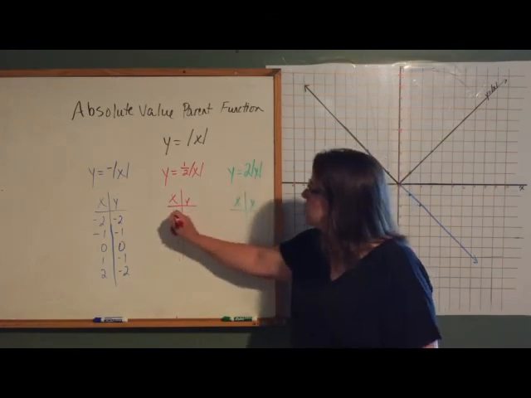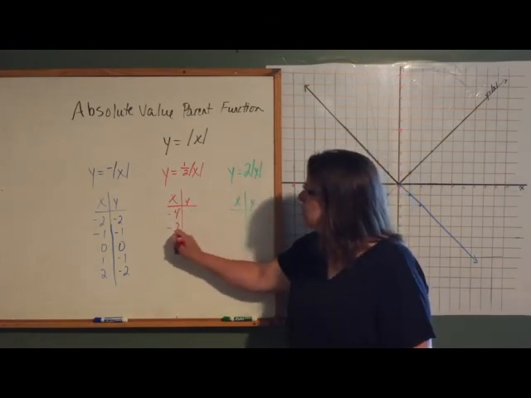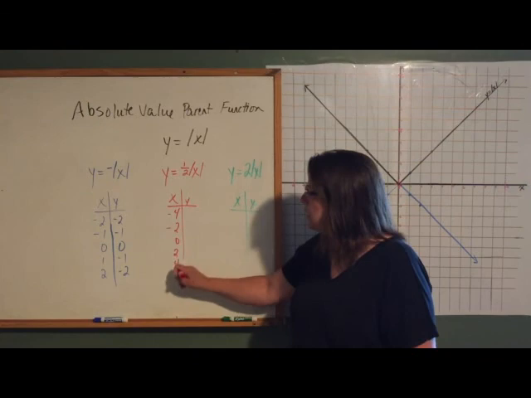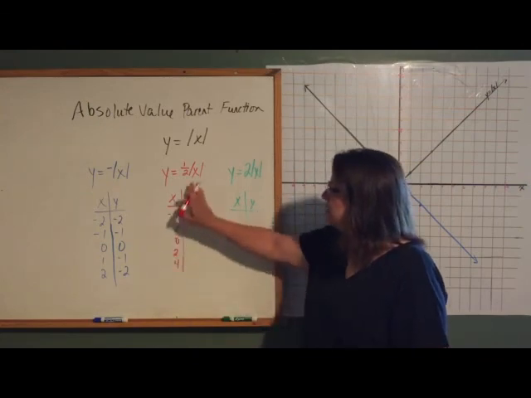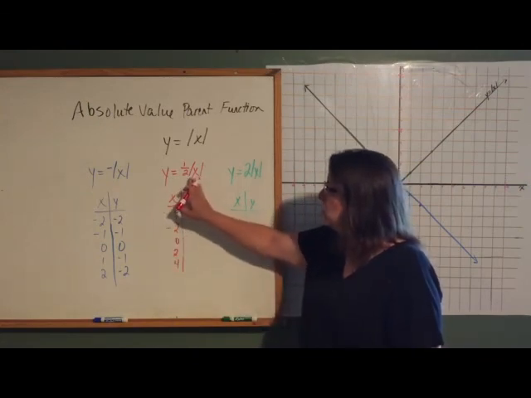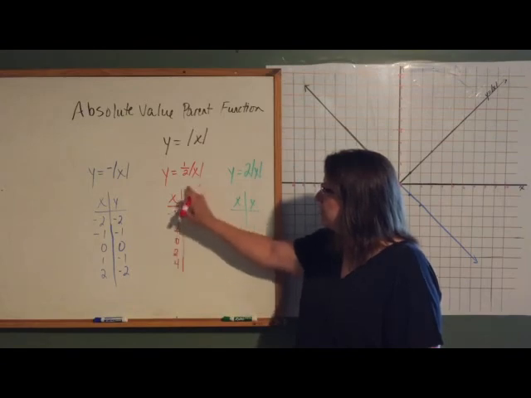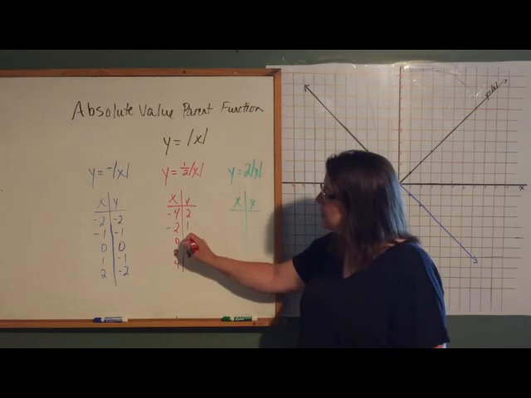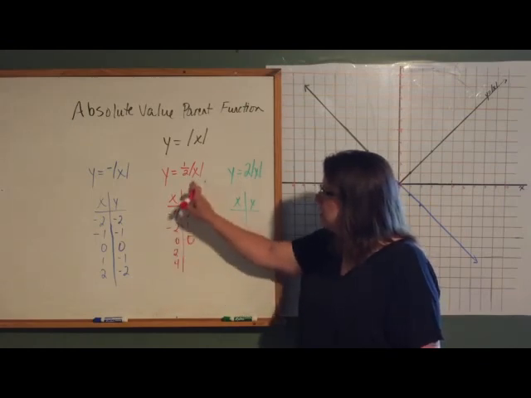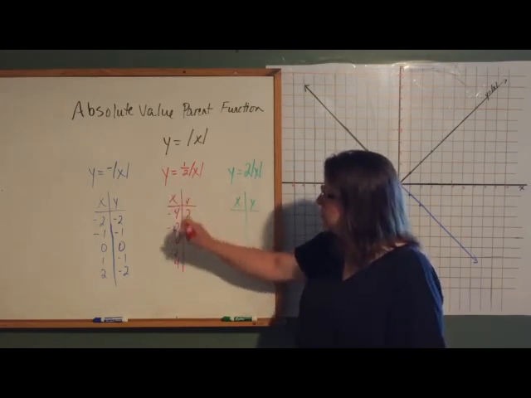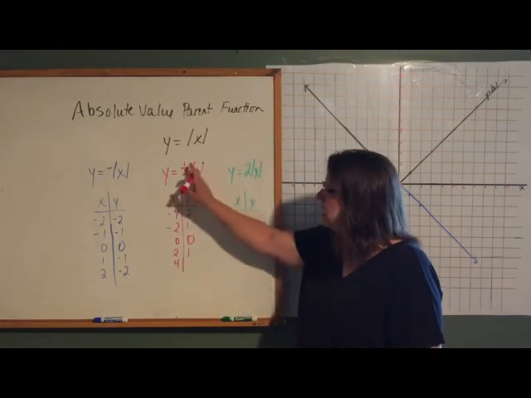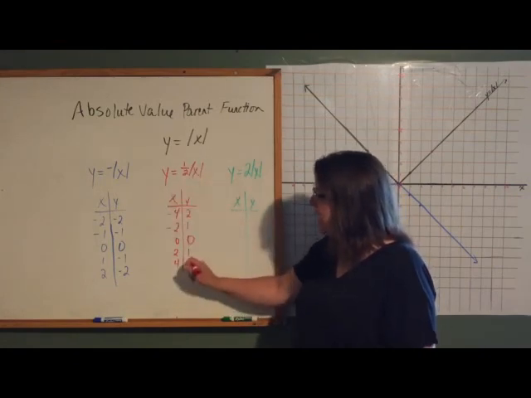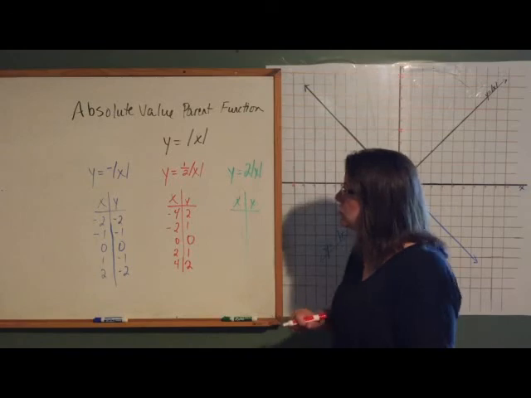So I'm going to start with -4, -2, 0, 2, and 4. If I plug -4 in, absolute value of -4 is 4 times 1/2 is 2. Absolute value of -2 is 2 times 1/2 is 1. Absolute value of 0 is 0 times 1/2 is 0. Absolute value of 2 is 2 times 1/2 is 1. Absolute value of 4 is 4 and times 1/2 is 2. Those are my ordered pairs.